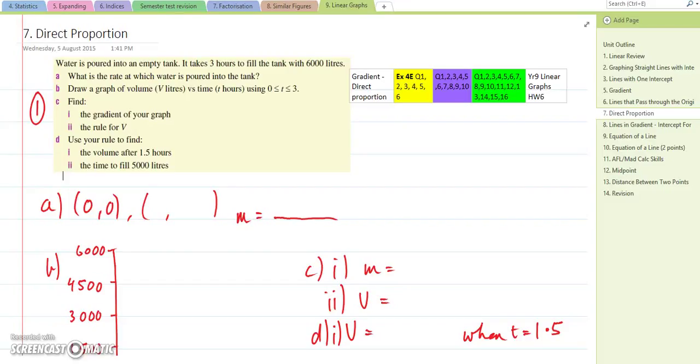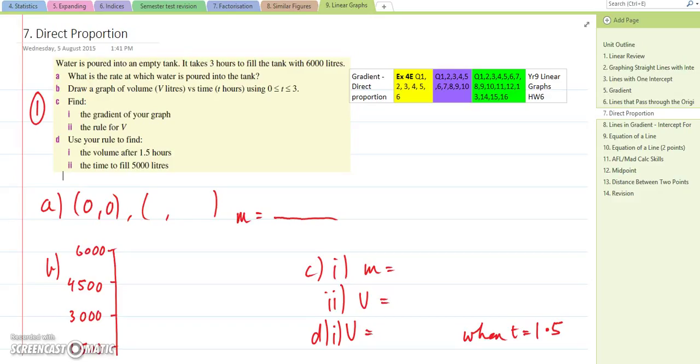Lesson 7, direct proportion. So this is really worded problems for linear equations. I've just grabbed this one from the textbook. Water is poured into an empty tank. It takes 3 hours to fill the tank with 6,000 litres. What is the rate at which the water is poured into the tank?